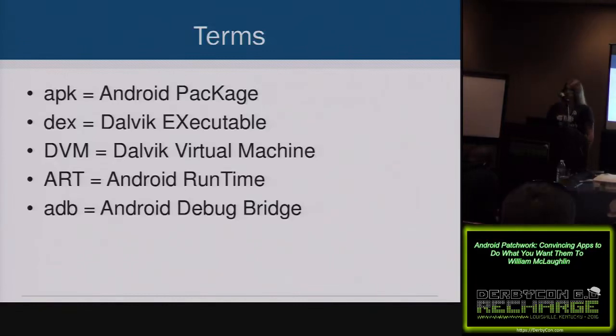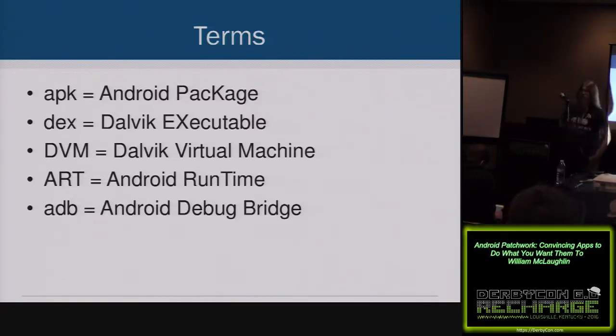APK is short for an Android package. It's essentially a zip file that contains everything that is required for the application to function properly. DEX is short for Dalvik executable. It can be thought of as the Android equivalent to a Java class file. The DVM is the Dalvik virtual machine. It can be thought of as the Android equivalent of the Java virtual machine.